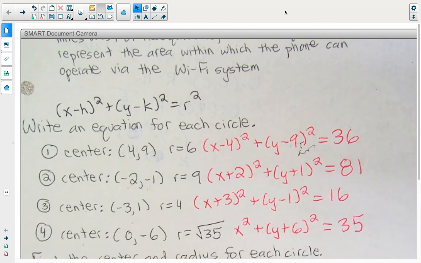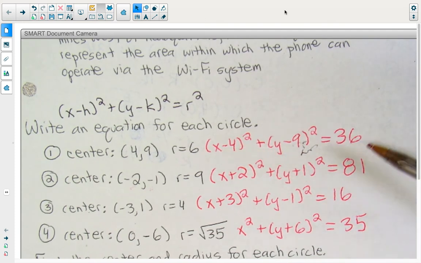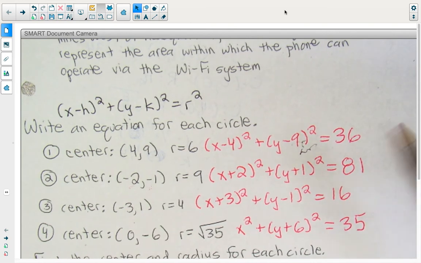Feel free to verify that in any kind of calculator tool. But you take your radius, square the radius, and that'll give you your number that's over here. So 6 times 6 is 36, 9 times 9 is 81, 4 times 4 is 16, and the square root of 35 squared is just 35.